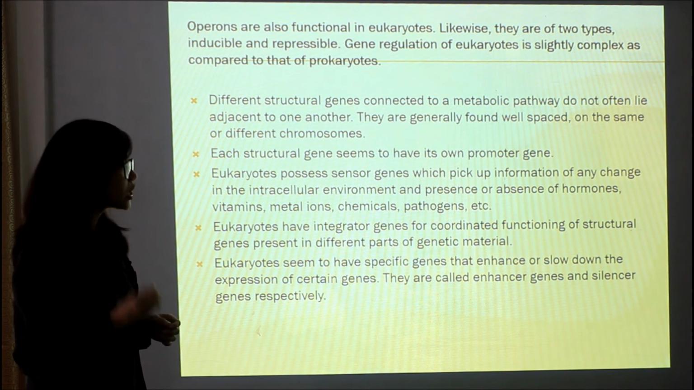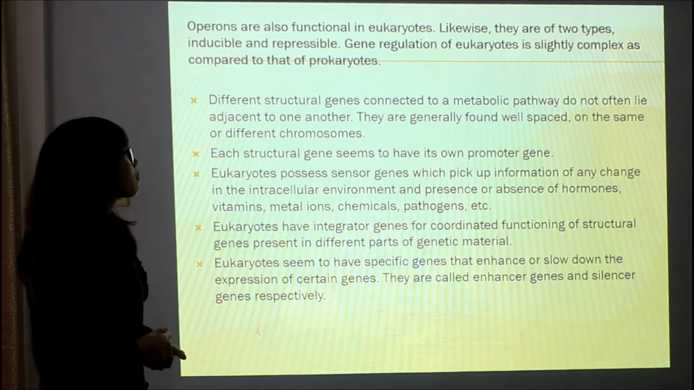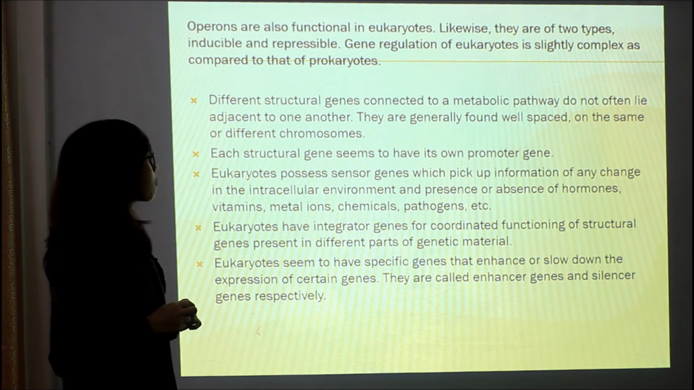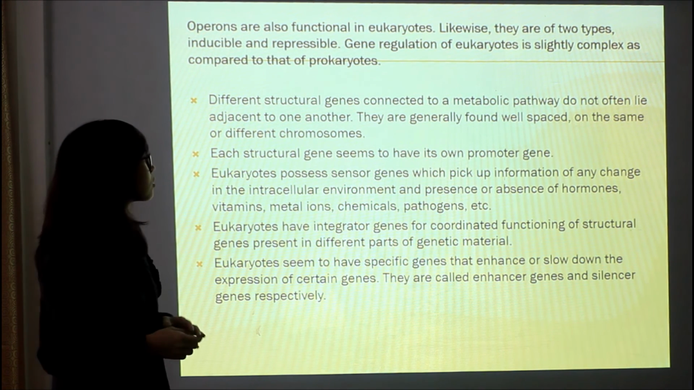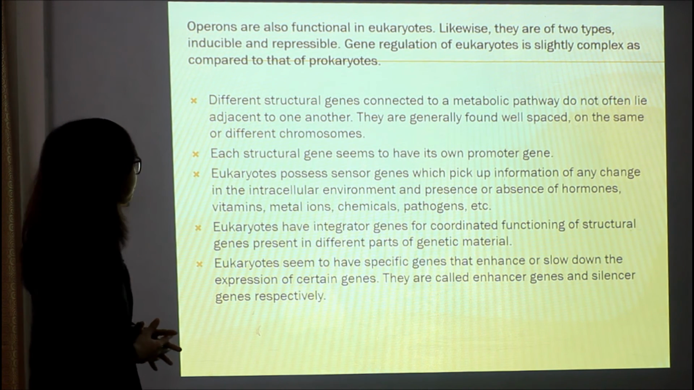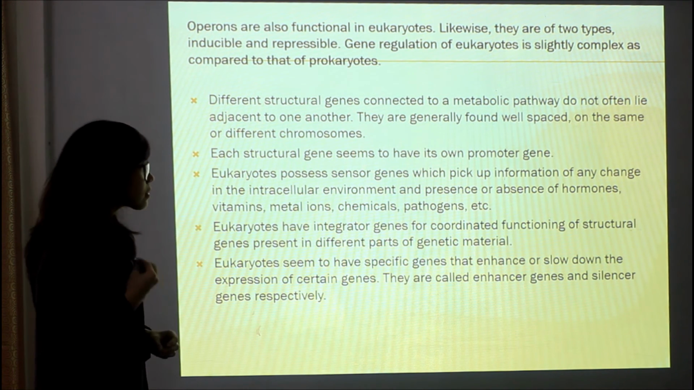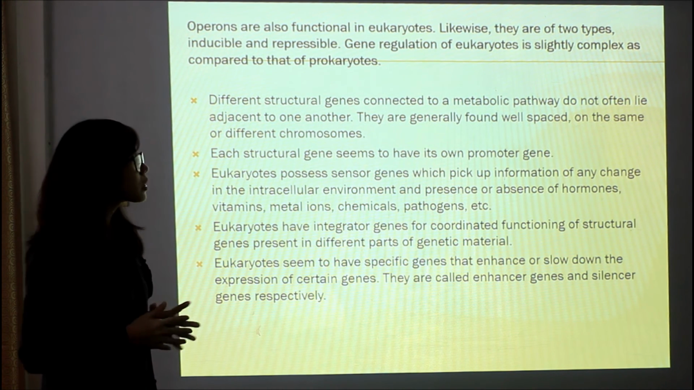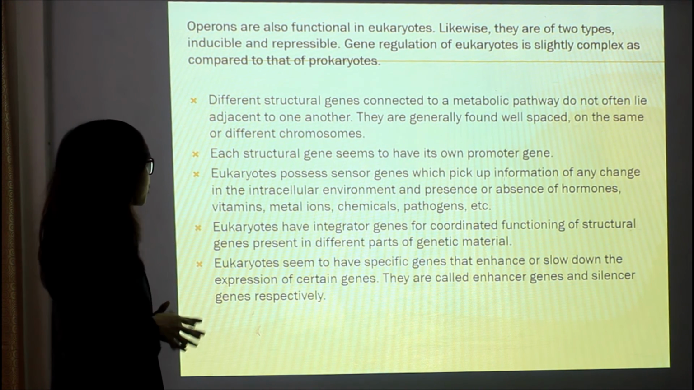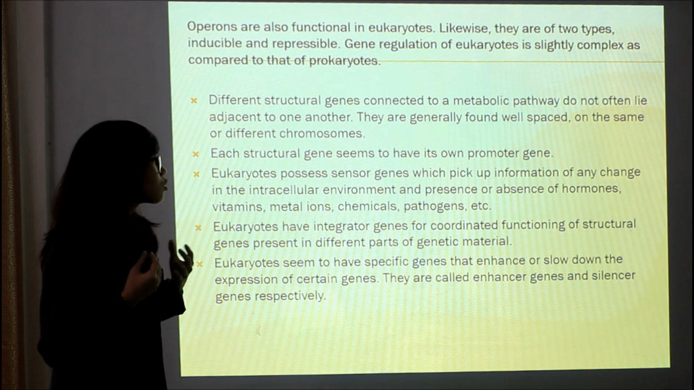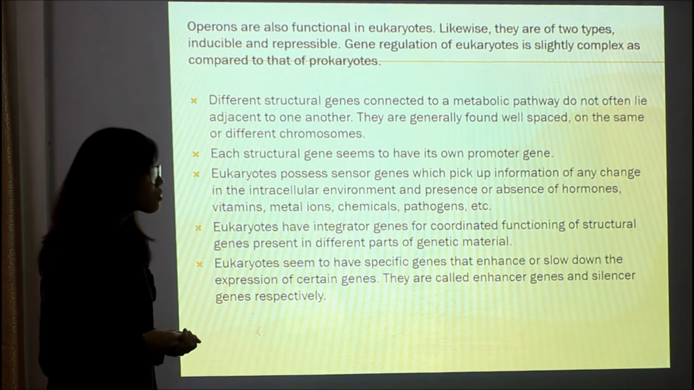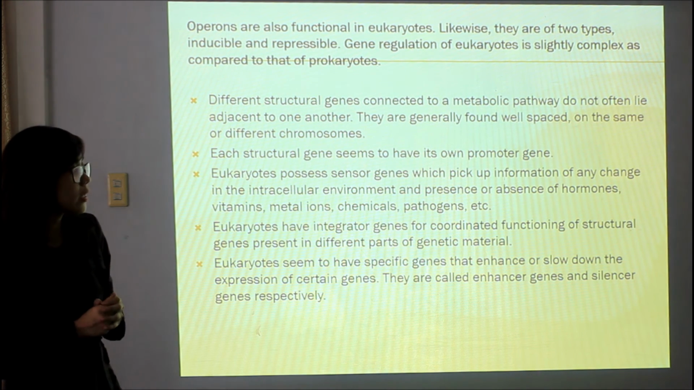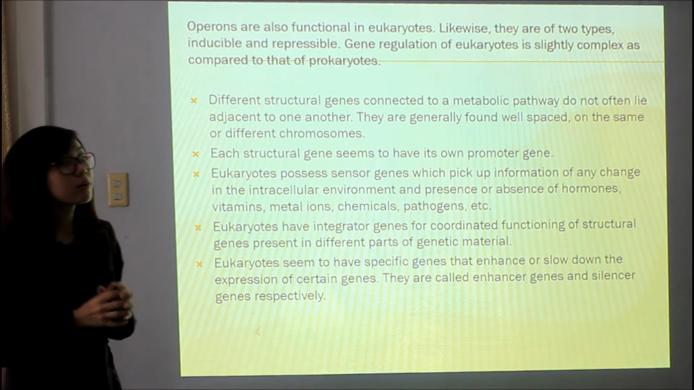Eukaryotes possess sensor genes which pick up information of any change in the intracellular environment and the presence or absence of hormones, vitamins, metal ions, chemicals, pathogens, etc. Eukaryotes have integrator genes for coordinated function of structural genes present in different parts of genetic material. Eukaryotes seem to have specific genes that enhance or slow down the expression of certain genes. They are called enhancer genes and silencer genes, respectively.